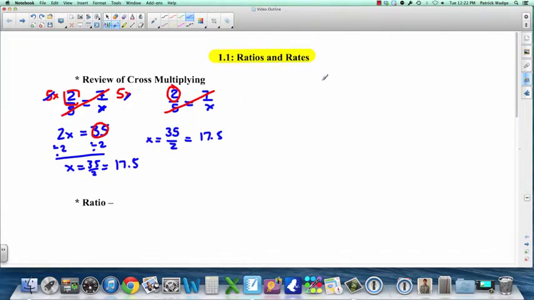It doesn't matter where the x is. So I'll just do one more. I'll put the x down here. 5 over x equals 12 over 8. If I want to do this by cross-multiplying, I look at the diagonals. Which diagonal do I know both numbers?